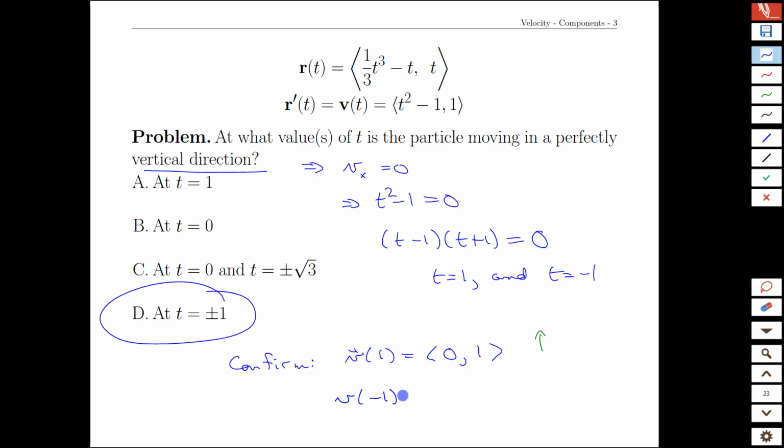And v of -1 is going to be hauntingly similar. -1 squared is 1, minus 1 is still 0. The y component is still 1. So both of these would be pure vertical, and as it turns out, pure upward velocity vectors. And again, in many applications, it's important to be able to identify those particular characteristics in the graphical sense, and then use the algebra to identify exactly when or where they occur.